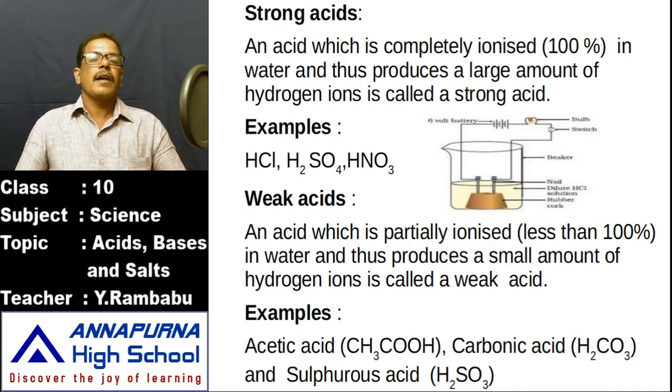In this manner, all the acids are classified into two categories, strong acids and weak acids, based on ionization. Okay, but not based on concentration. Based on concentration, they are metal acids and organic acids, but based on ionization, these are strong acids and weak acids. These are the properties of acids.